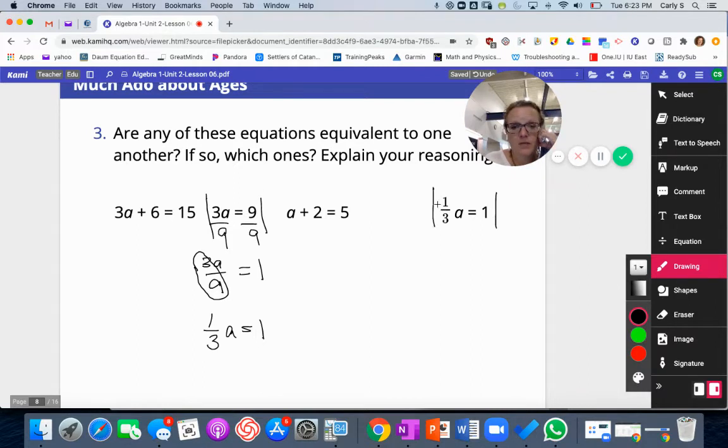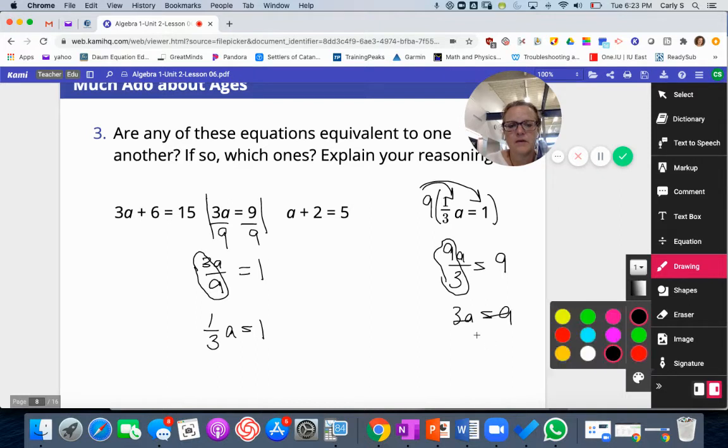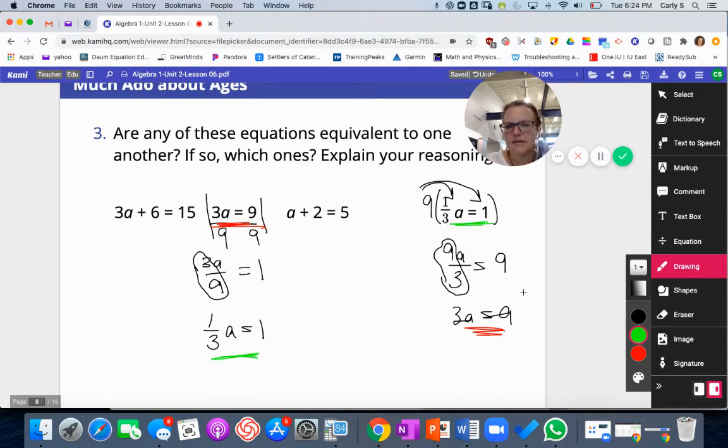Now this equation, I can multiply everything. Let's get those lines out of there. I could actually multiply everything by 9. If I multiply this by 9, I get 9a over 3 equals 9. Just distribute it. And this fraction simplifies to 3a equals 9. So if we want to look at this one and that one, we're equivalent. And if we look at this one and this one, we're equivalent. All right, now let's check out the other two.